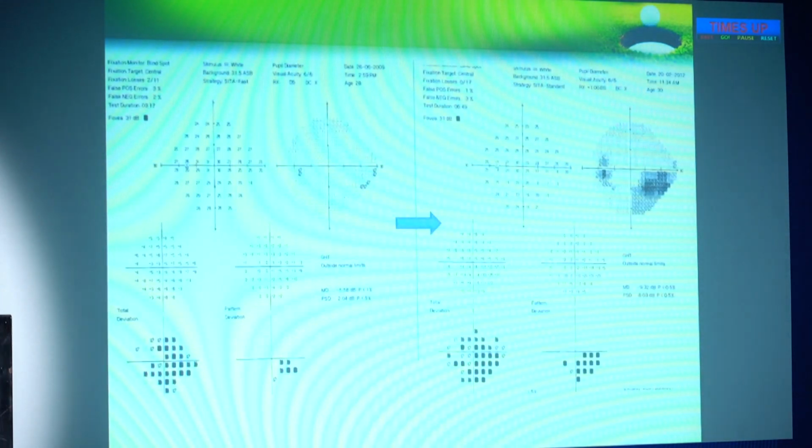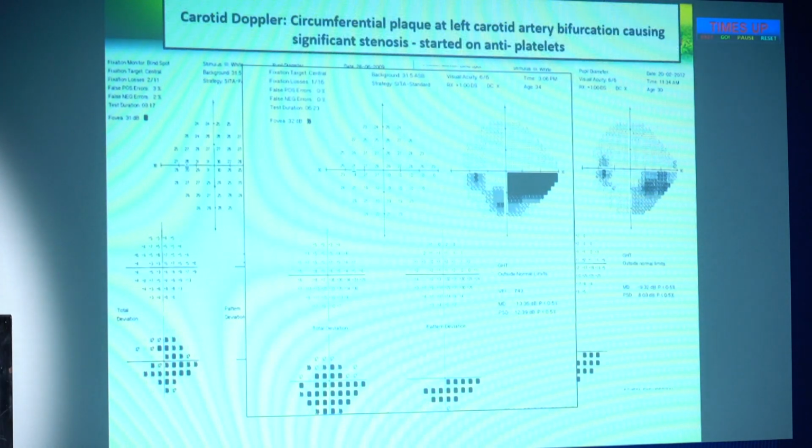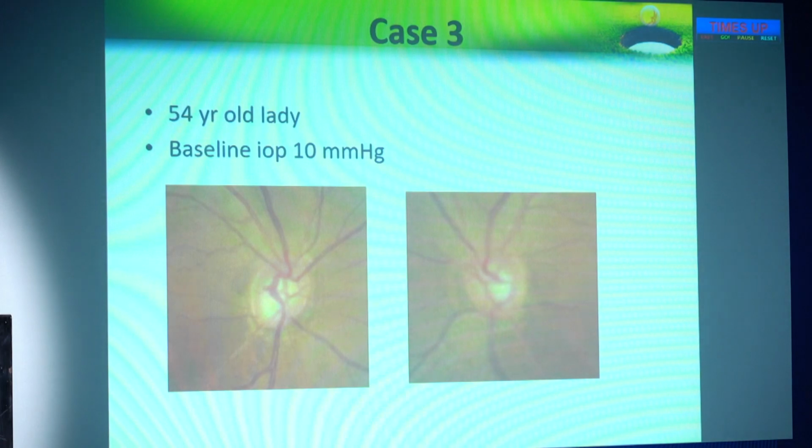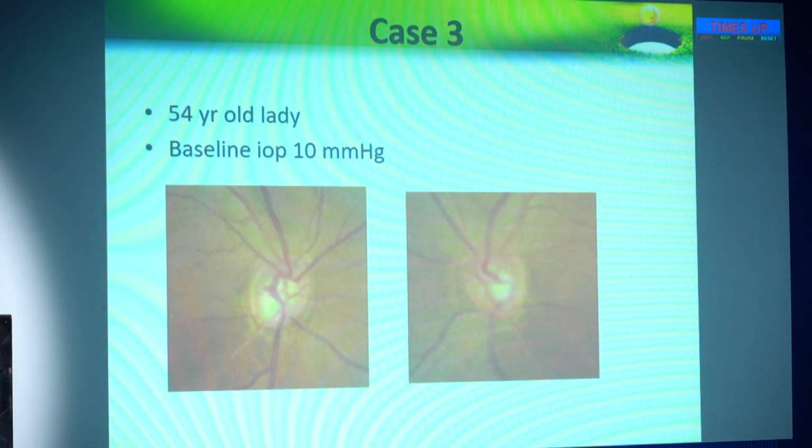The left eye showed rapid progression. This was the picture 2 years later. So because of the history of dyslipidemia, we did a carotid Doppler, which showed a circumferential plaque of the left carotid artery bifurcation. Case 3 is a symmetrical cupping with inferior rim changes.